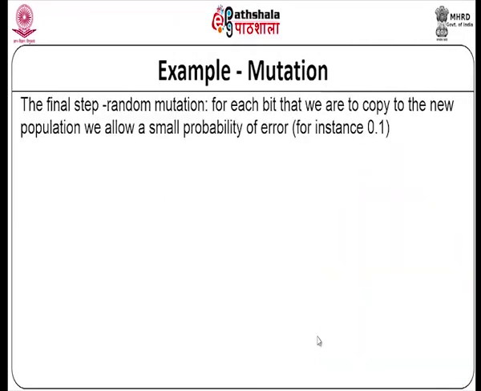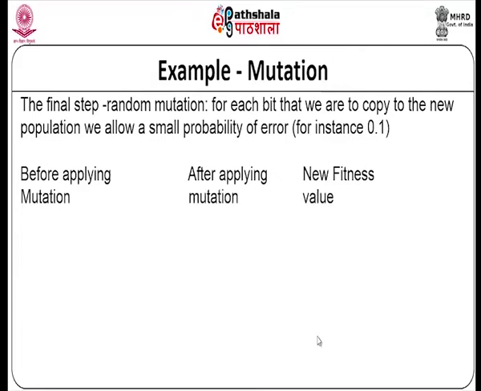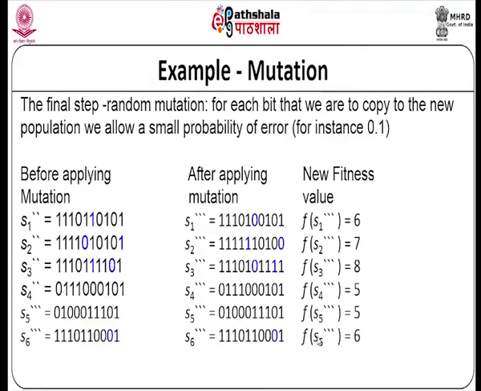Now, for the final step, we do a random mutation for each bit that we copy to the new population. We allow a small probability of error, for example 0.1. Before applying and after applying, we will see the new fitness value. These are the 6 individuals of the second generation population, the population after that.